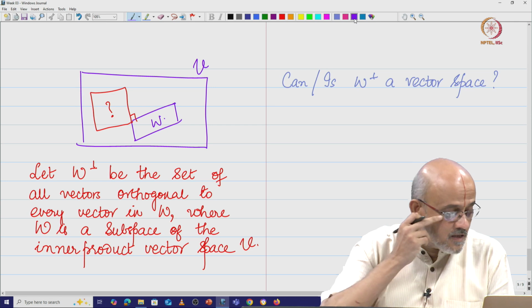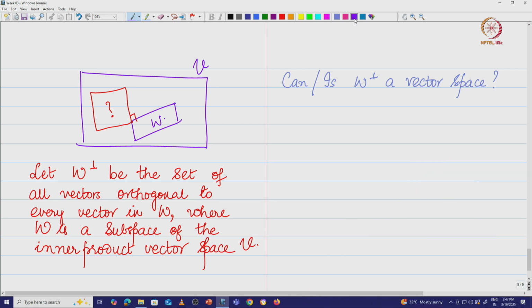Now, how do I mathematically write this W perpendicular? W perpendicular is basically the set of all vectors, let us say u, in this vector space V, such that u dot w is equal to 0 for all w in this big W subspace. I want to look at this.